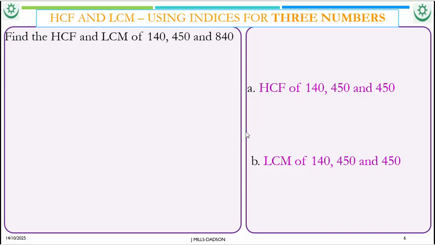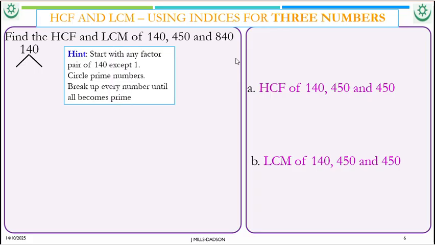Hello, welcome back. Now let's look at how do you work out LCM and HCF of numbers expressed in index form. Three numbers in particular. So here we're going to work out the HCF and LCM of 140, 450 and 840. So we start by expressing each number as a product of its prime factors. If you forgot how to do them, check my earlier videos on prime factorization and go through the steps.